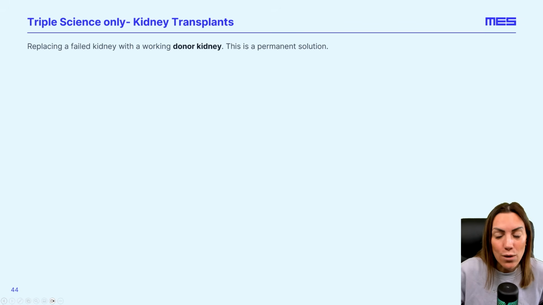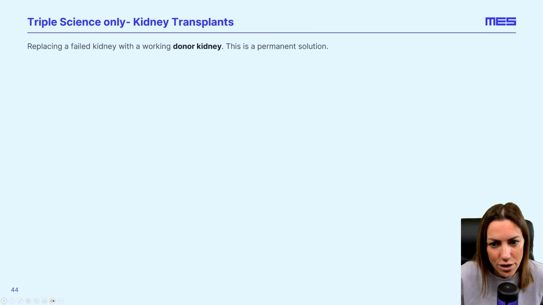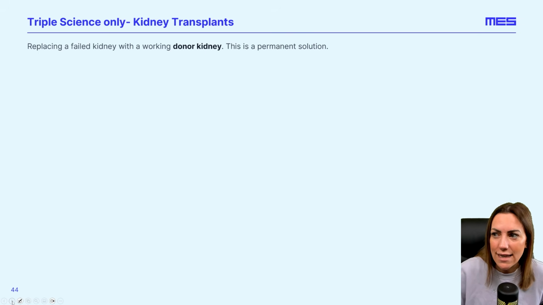Right, the next thing, which is for both higher tier and foundation tier triple science, is looking at what happens if kidneys fail. So if someone has kidney disease or kidney failure, we need to look at kidney transplants versus kidney dialysis. And this quite often comes up with an evaluate style question. So we're going to go through the pros and cons, because kidney failure can lead to death, right? Because if you've got kidney failure, urea, which is toxic, is going to build up in your bloodstream. So it can lead to death unless it is treated with either kidney transplant or kidney dialysis.